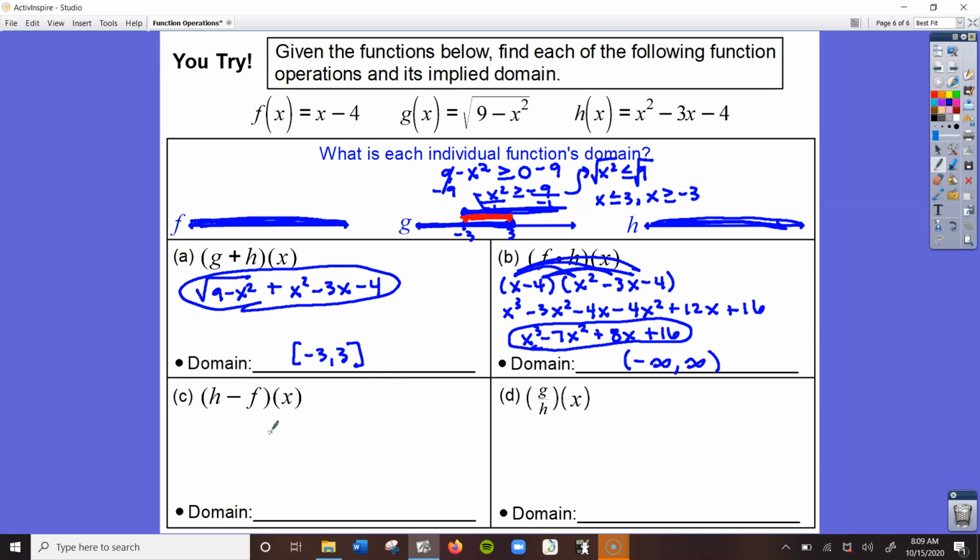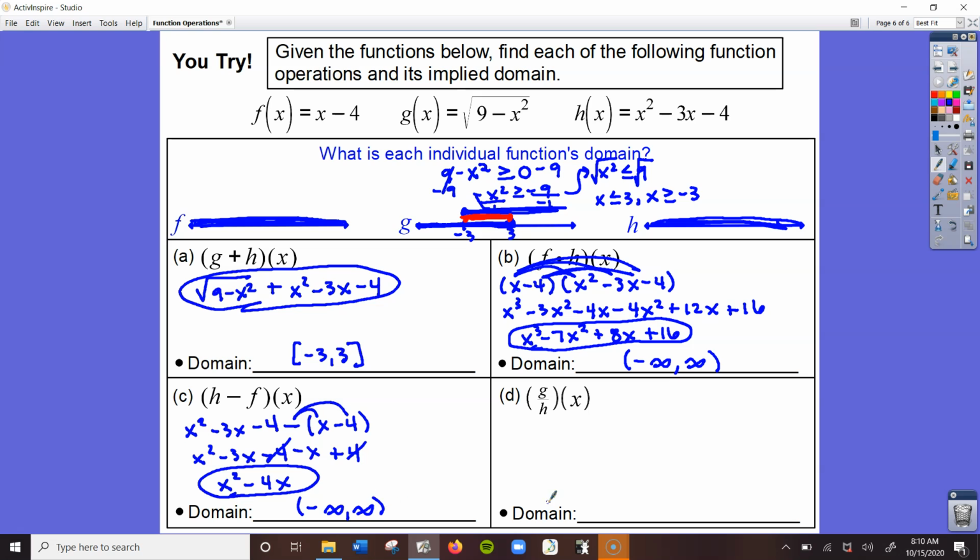Now we're going to do h minus f. So we have x squared minus 3x minus 4 minus all of f. So remember, open that parentheses, x minus 4. I'm going to distribute the negative. So x squared minus 3x minus 4 minus x plus 4. The 4's would cancel. So my final answer would be x squared minus 4x. So this is h minus f. Again, the domain of f and h is negative infinity to infinity, so the domain of my new function is also negative infinity to infinity.